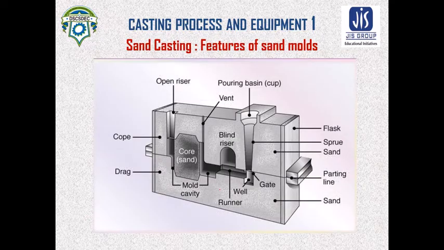Now we will see some features of the sand mold. A typical sand mold is made in a flask. That whole box is known as the flask. The upper part of the flask is known as the cope, and the lower part is known as the drag. If the sand casting is made by more than two parts of the mold, then the other parts in between the cope and drag are known as cheeks.